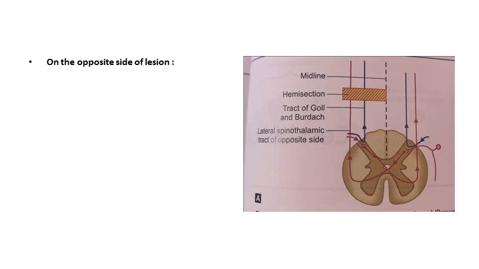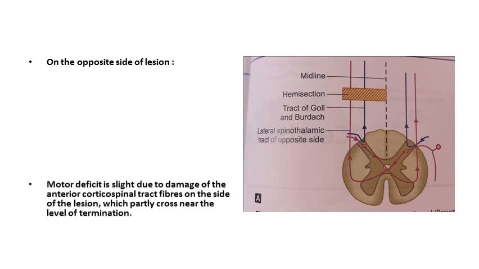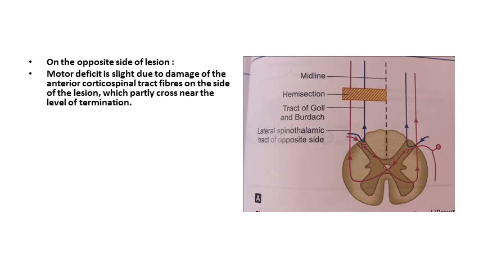And you can see that the pain and temperature sensation and crude touch sensation are transmitted in front of the central canal and go to the other side. So there they escape the transection. The pain, temperature and crude touch sensation below the level of the lesion escape. And so on the opposite side of the lesion, let us see what happens.